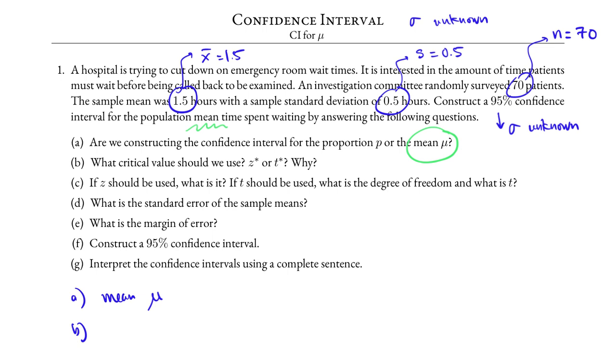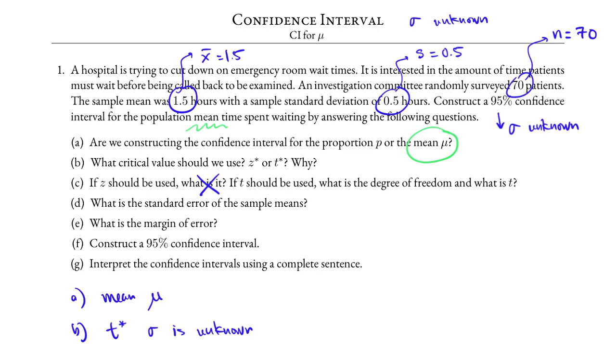For part B, what critical value should we use, z or t? We use the critical value z if sigma is known, and we use the critical value t if sigma is unknown. So in this case, we will use t star since sigma is unknown, which means that we only know the sample standard deviation, but we do not know the population standard deviation.